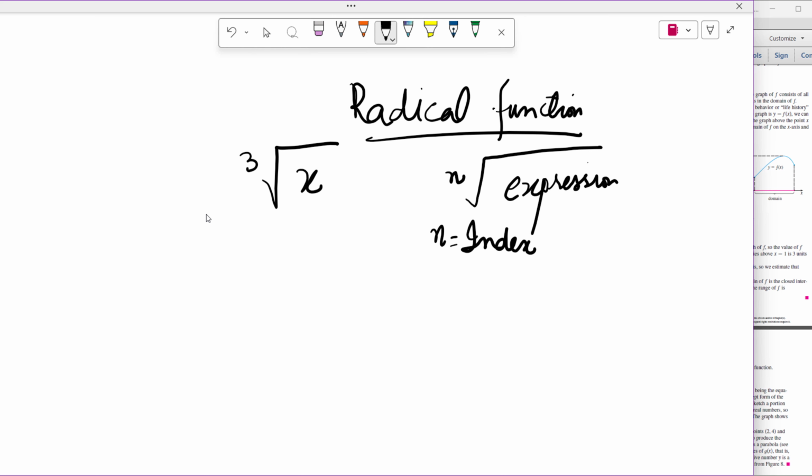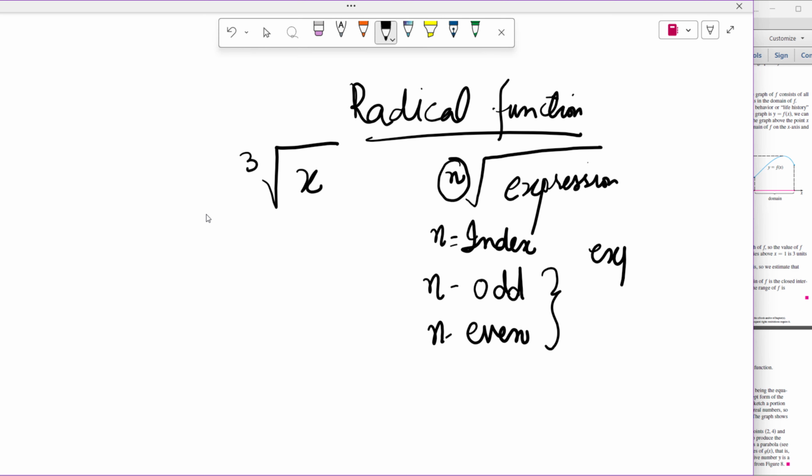To calculate the domain of a radical function, it depends on the value of n. This value of n can be odd or even, corresponding to the expression being any real number. So let's discuss the first case, when n is odd.